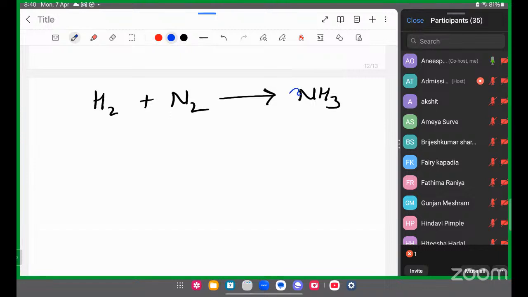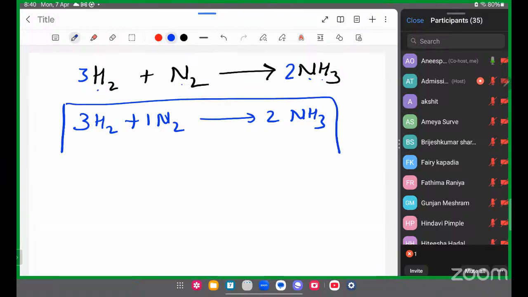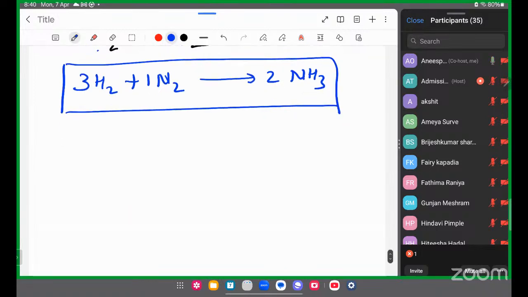To balance the equation, I will multiply ammonia NH3 by a factor of 2. Now the nitrogen atoms will be balanced, but hydrogen is not balanced. So to balance the hydrogen, I will multiply by 3 here. I hope you got it. So this is 3 hydrogen gas plus 1 nitrogen gas, which gives 2 ammonia, sorry. So now this is the balanced chemical equation, and we can get different information using this equation.